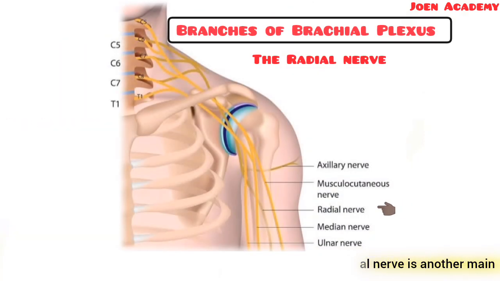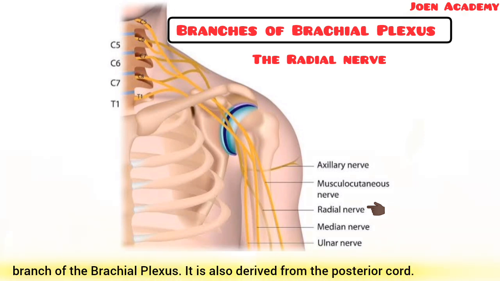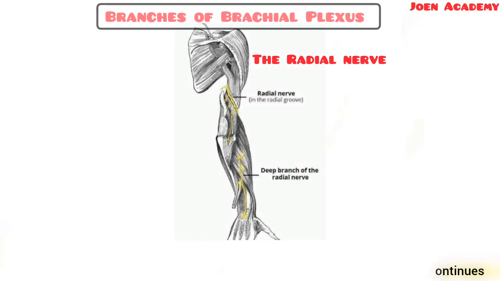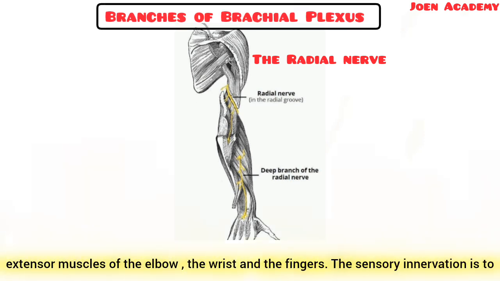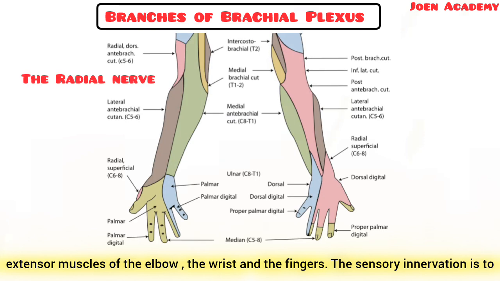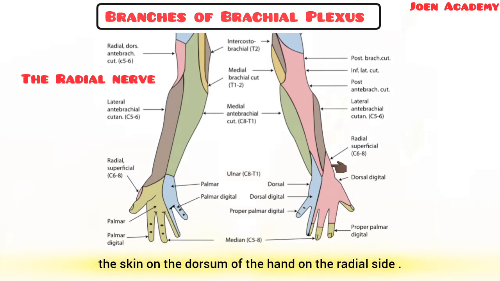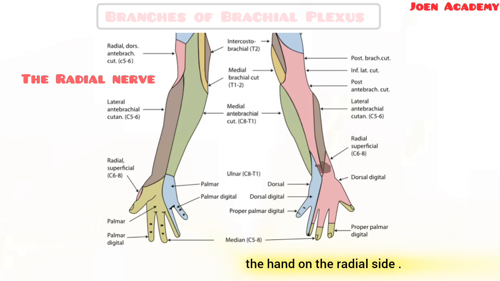The radial nerve is another main branch of the brachial plexus. It is also derived from the posterior cord. It continues along the posterior and inferior surface of the axillary artery and innervates the extensor muscles of the elbow, the wrist, and the fingers. The sensory innervation is to the skin on the dorsum of the hand on the radial side.